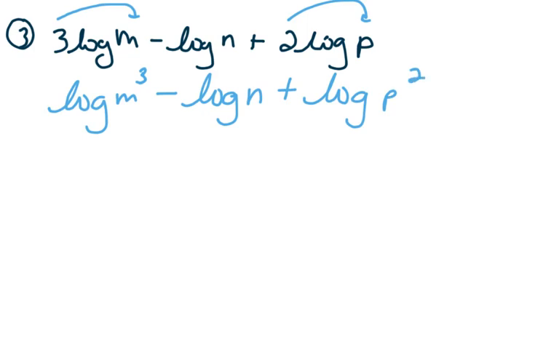And then we can condense that. Subtraction, when we condense it, becomes division. So our m cubed will be divided by an n. But because it's addition for the p squared piece, that gets multiplied in. All right, hope this helps with some of those more complicated ones.